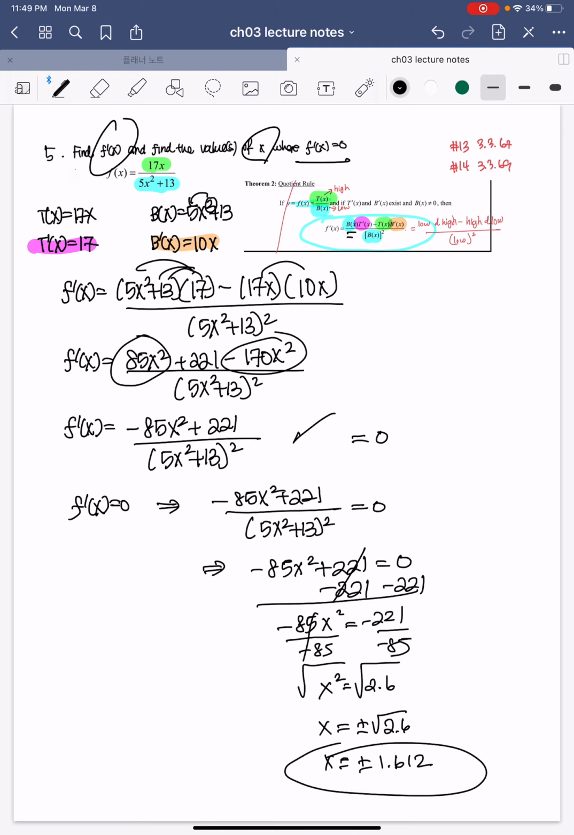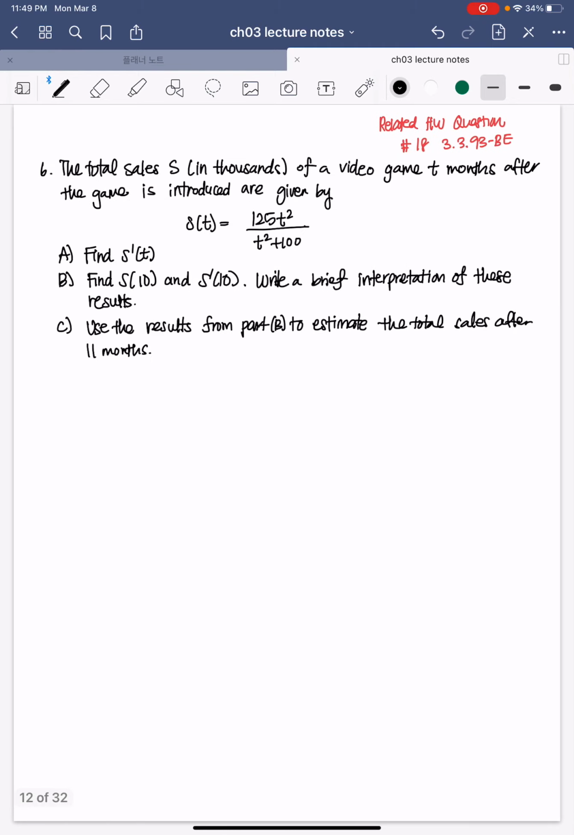All right. Let's finish the last problem. Now, the last problem is an application problem. Okay, so let's take a look there. They ask you to do 3 things. So let's start with part A, move on to B and C.